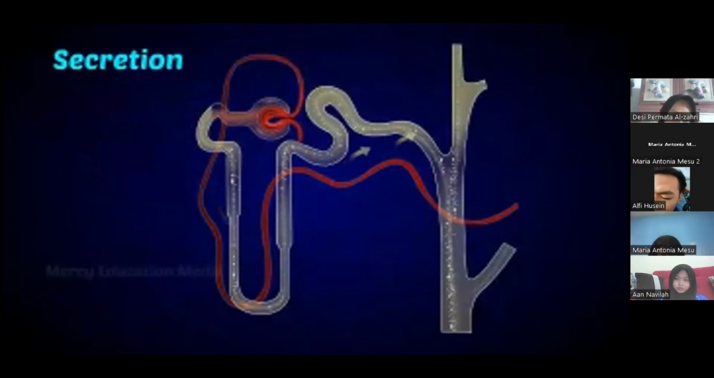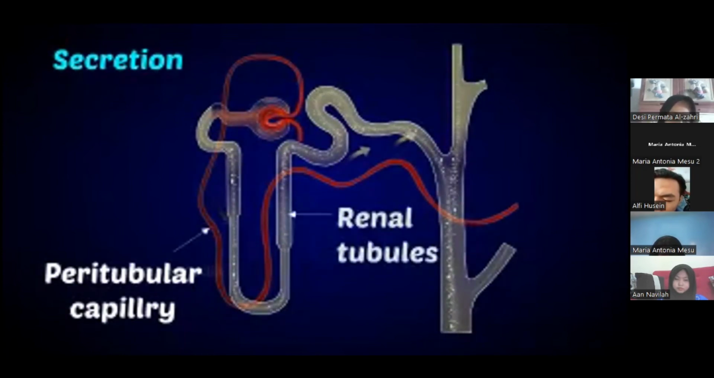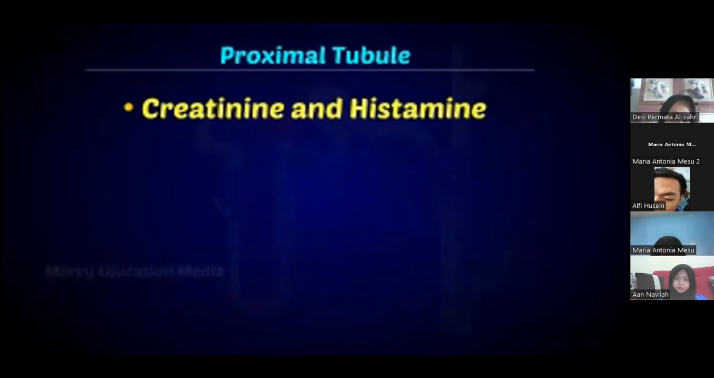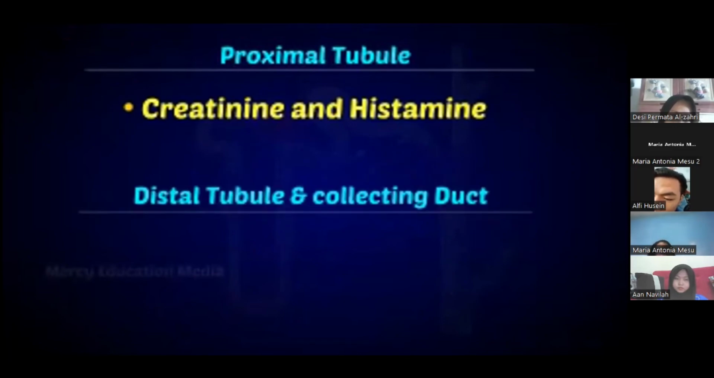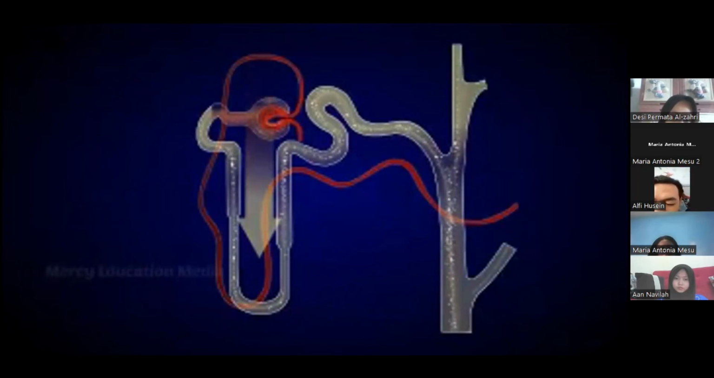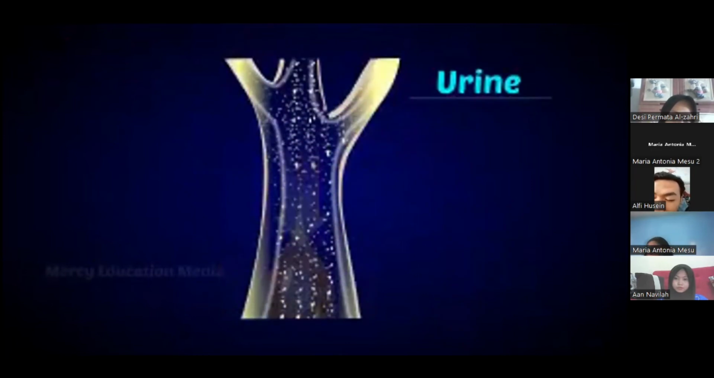In tubular secretion, substances move from the plasma in the peritubular capillaries back into the filtrate in the renal tubules. The proximal tubule secretes creatinine and histamine, and the distal tubule and the collecting duct secrete potassium into the filtrate. All tubules secrete hydrogen ions to regulate the pH of the body fluids. The filtrate is now called urine.